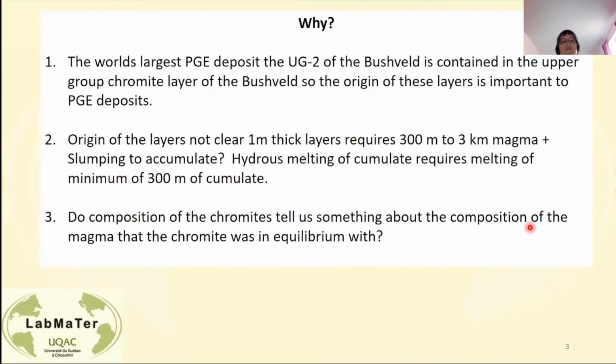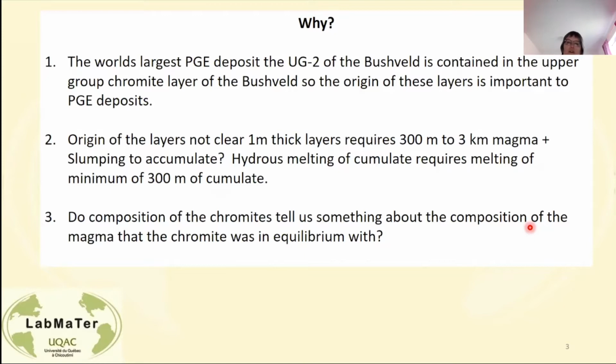So the origin of these layers is not at all clear to us. We have the same sort of problem as we have with the PGEs, in that you'd need a lot of magma to make one of these 1 meter thick massive layers. If you could get every molecule of chrome out of your magma, you'd need 300 meters of magma. And if you want to do things by crystal fractionation and equilibrium, as Cawthorne pointed out a long time ago, you need 3 kilometers of magma or more.